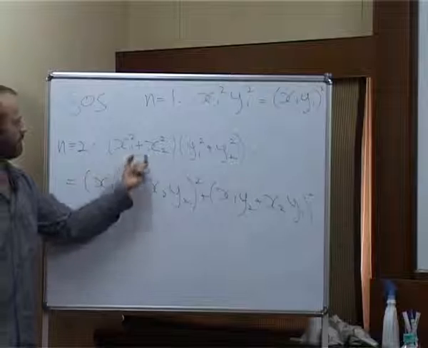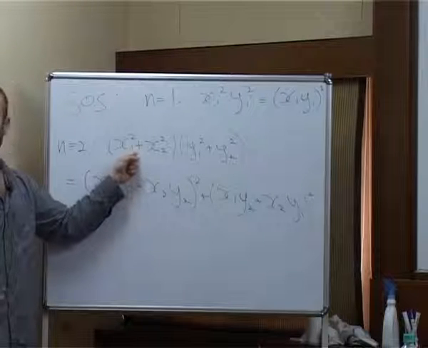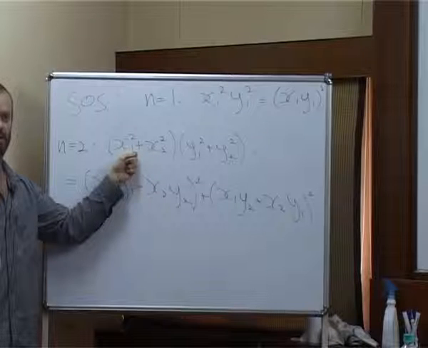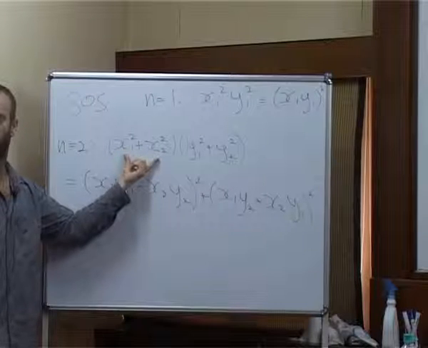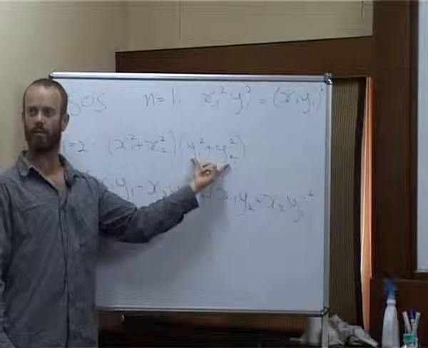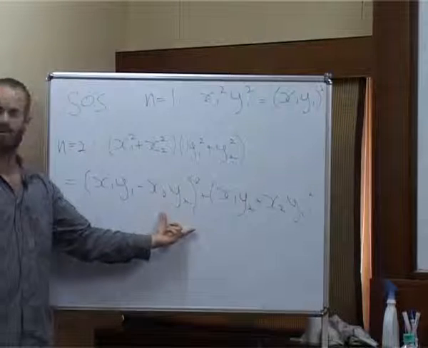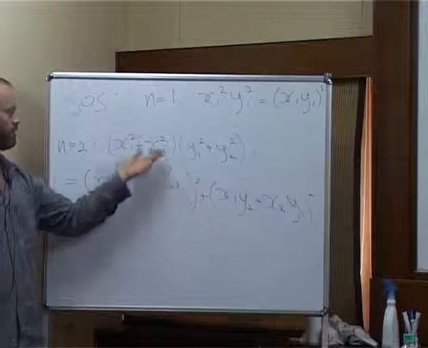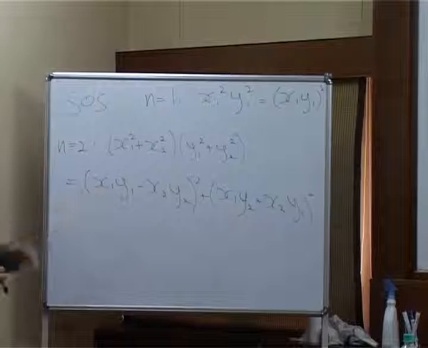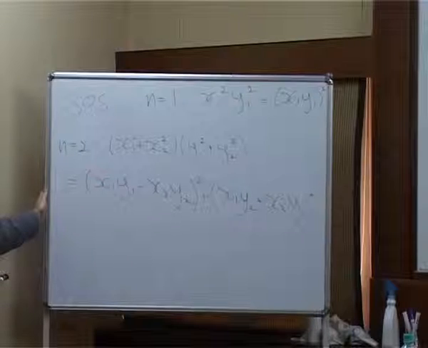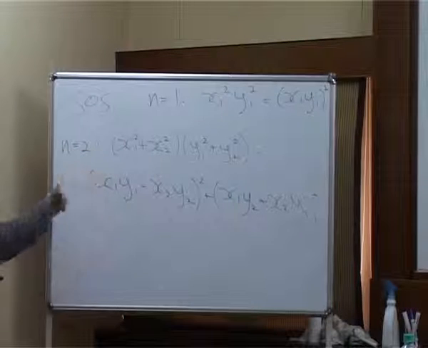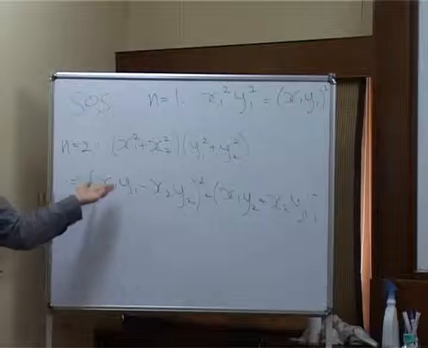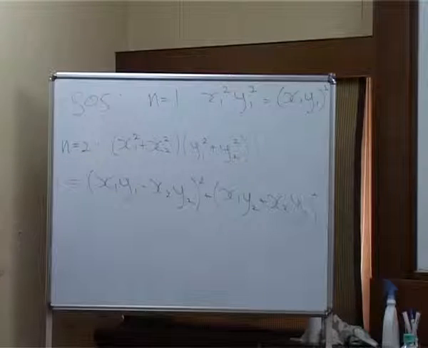A two-dimensional real vector is a complex number. So this is the norm of a complex number. This is another norm of a complex number. And this is the norm of the product of the complex numbers. Okay? So this is something that we know from complex numbers, that the norm is multiplicative. And it also holds as formal polynomials.